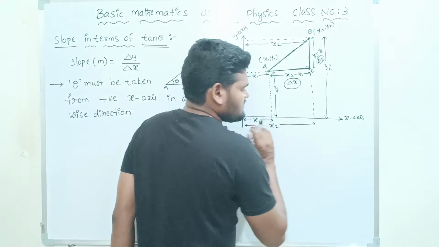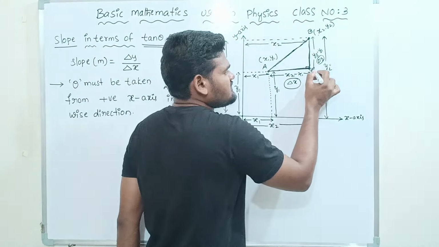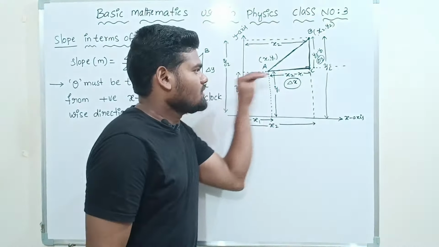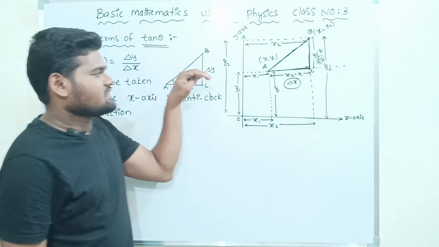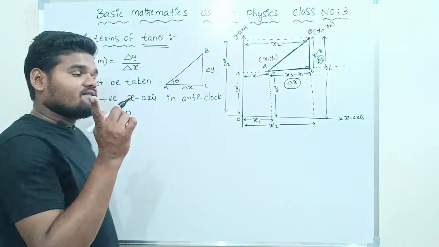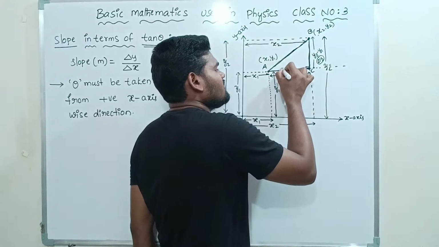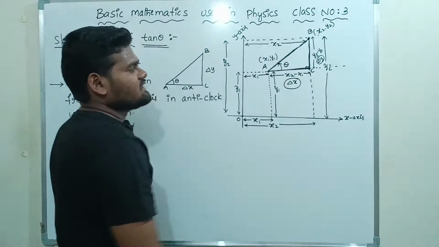If this is the positive x direction and this also represents the positive x direction, right? Positive x-axis, positive x direction. And theta must be taken from the positive x-axis. In which direction? Anti-clockwise direction. In anti-clockwise direction, we have to take theta from the positive x-axis.